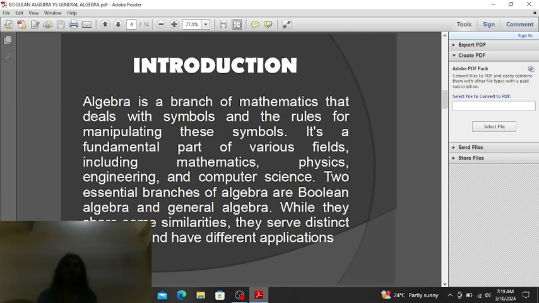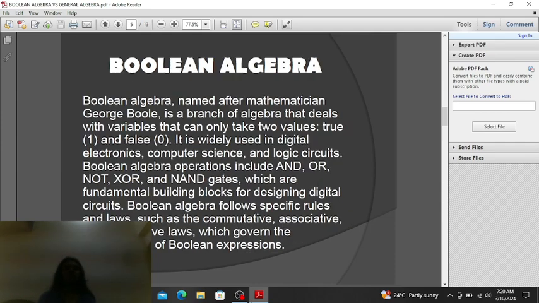So algebra is basically a branch of mathematics which deals with symbols and rules which are used for manipulating these symbols. Algebra is a fundamental part of various fields which include mathematics, physics, engineering and computer science. It mainly has two essential branches, which are Boolean algebra and general algebra. These two have some similarities, but they serve distinct purposes and have different applications to serve. So, what is Boolean algebra?